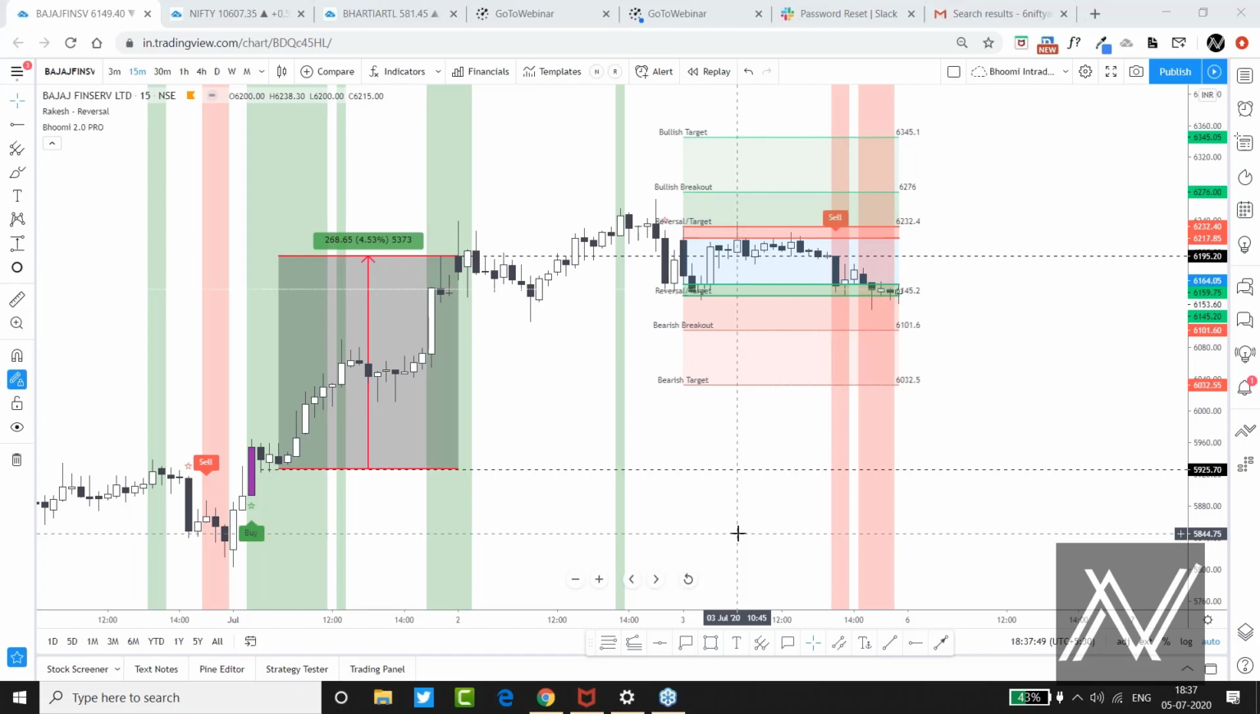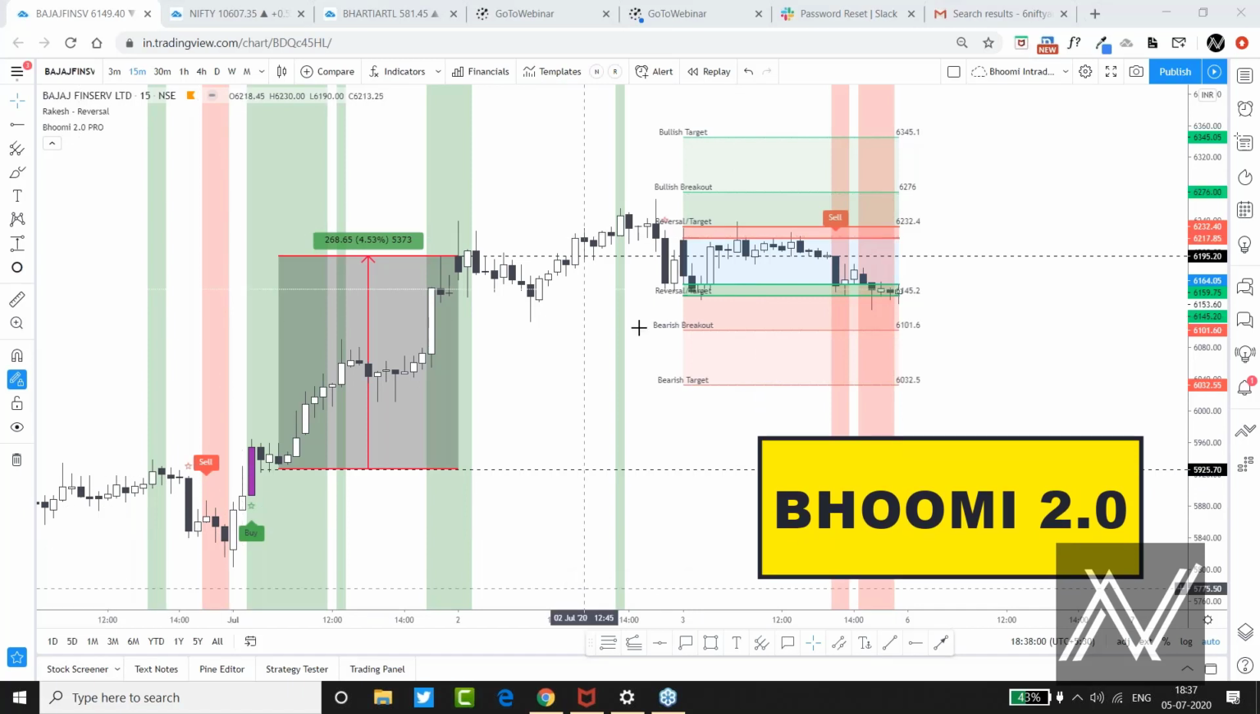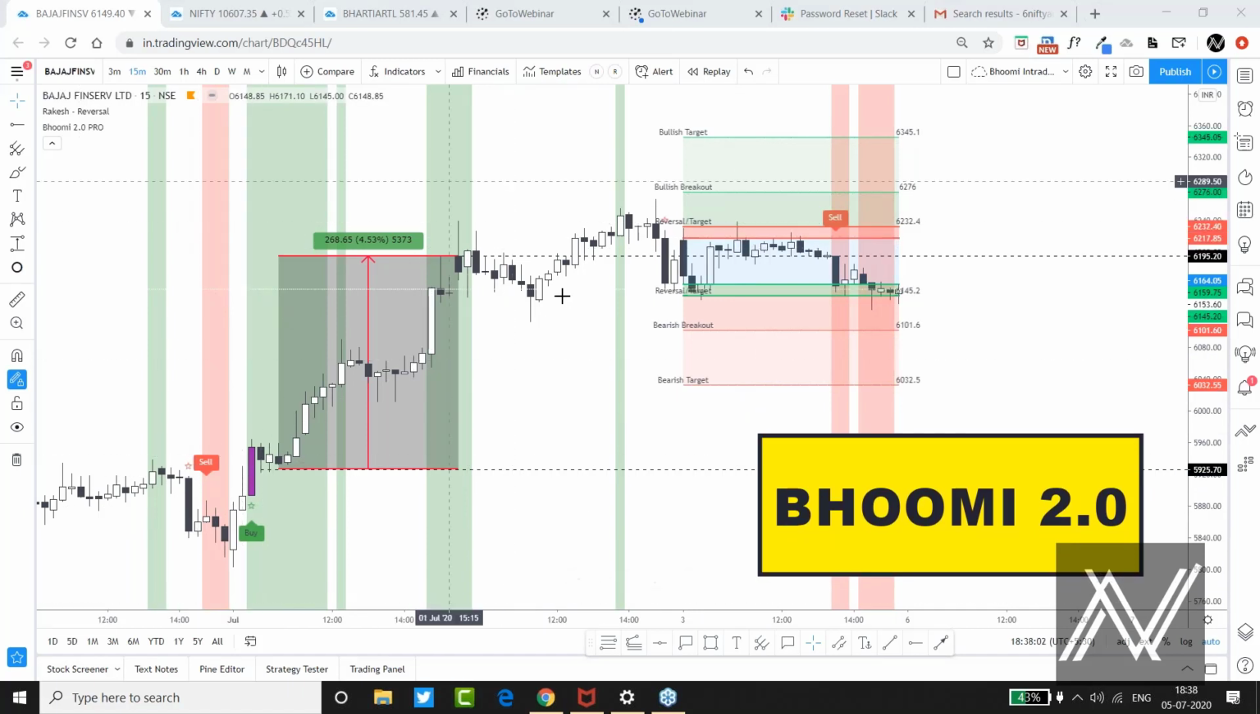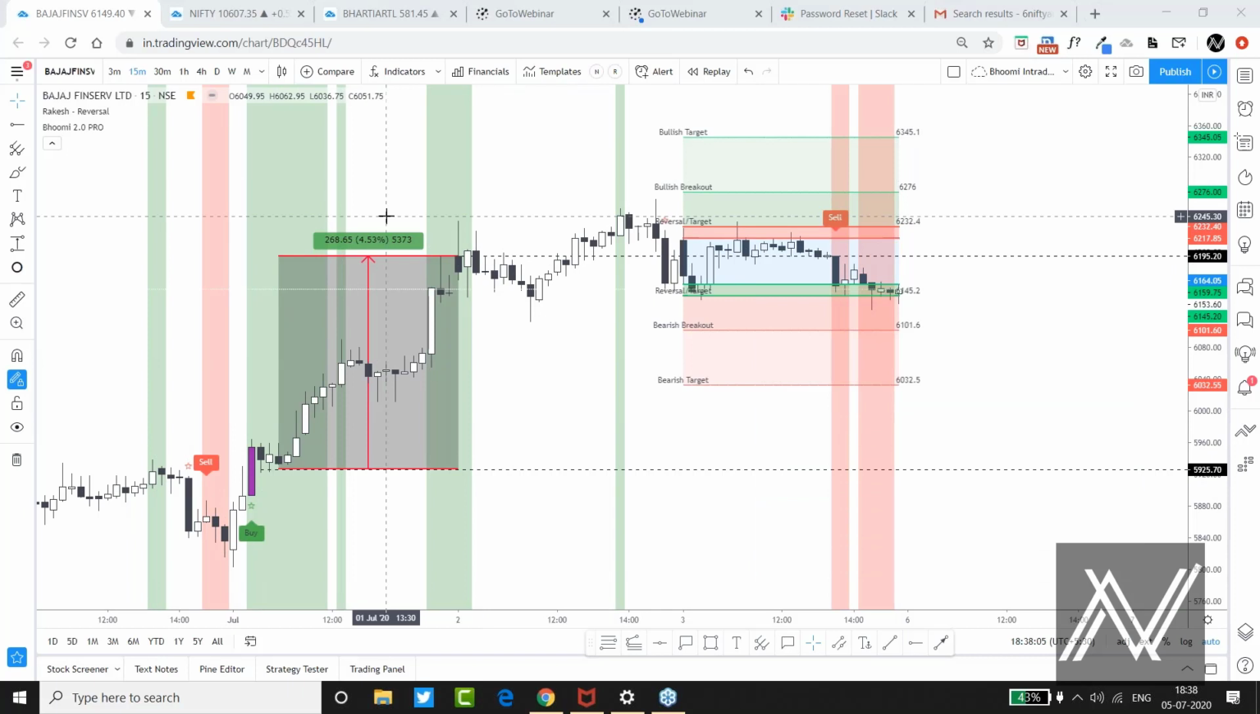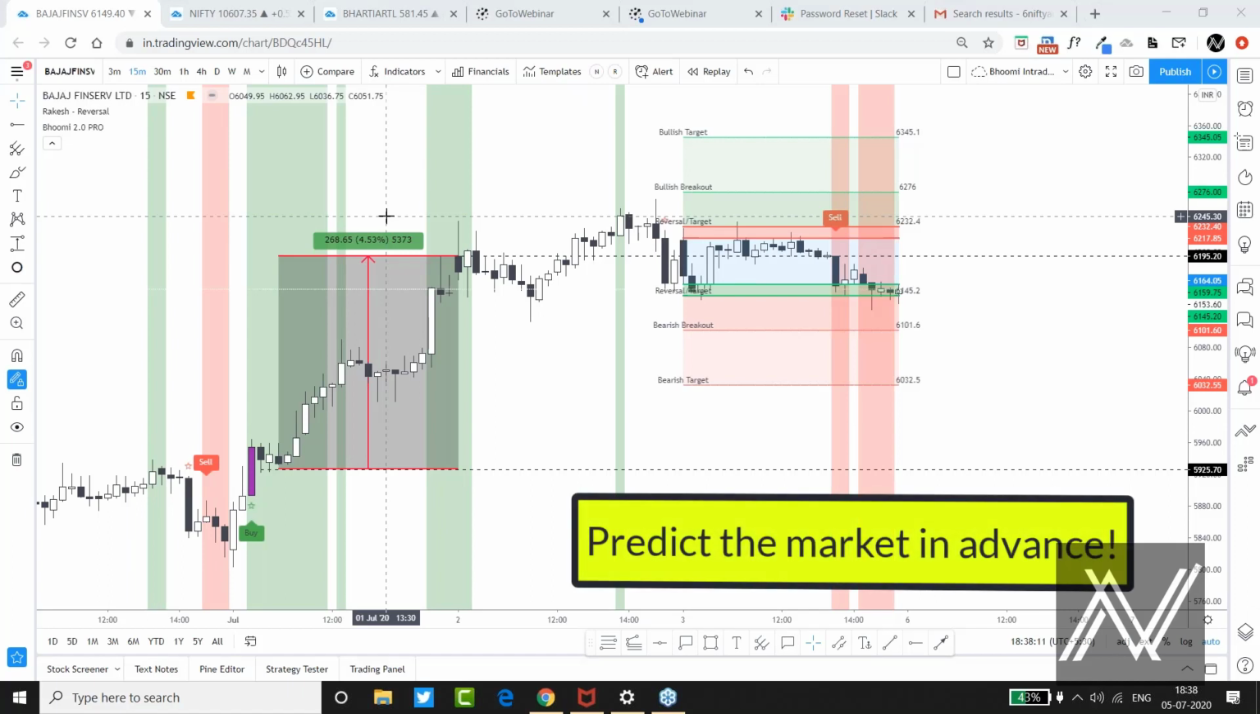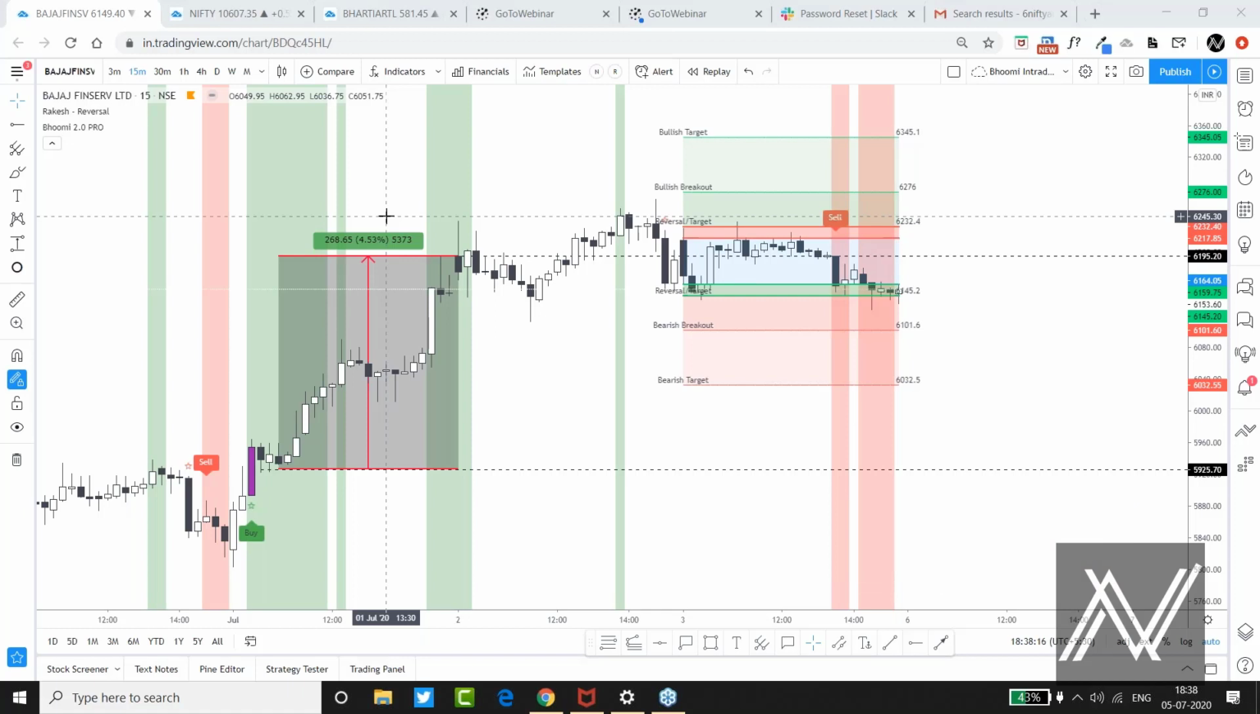We are doing something here called BHOOMI 2.0, and this is nothing but a decent grand GAN breakouts and advanced GAN strategies, which are included in this indicator called BHOOMI 2.0. The whole purpose of BHOOMI 2.0 here is to predict the market before it's happening. As I tell you, most of the time when the market is moving up or down, or sideways, there's always some action happening.